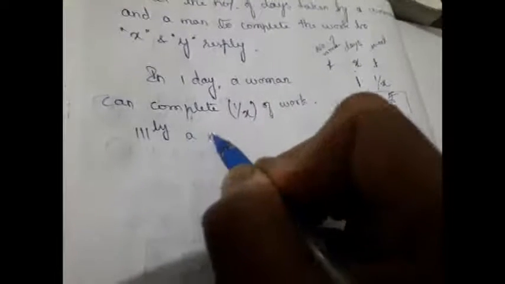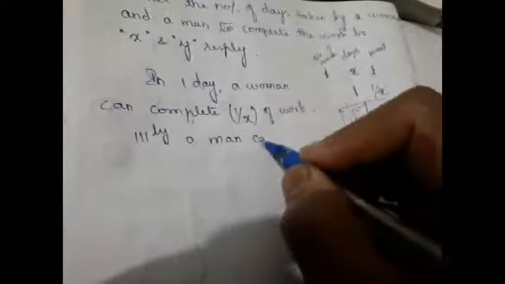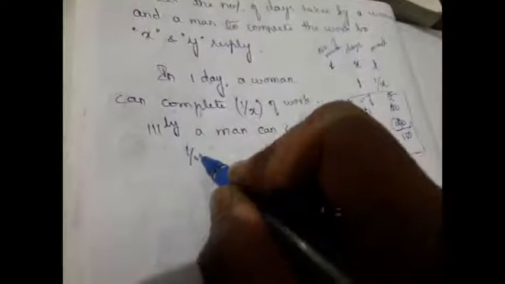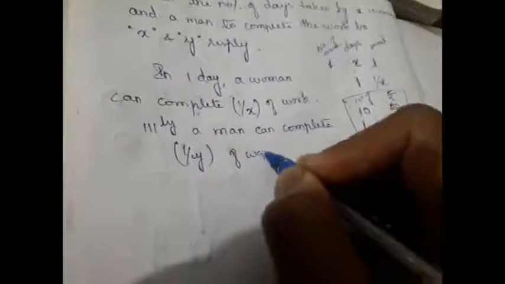Similarly, a man can complete 1 by y of work. Now using this, let us frame our equation. What is our question? 2 women and 5 men can together finish an embroidery work in 4 days, right? In 4 days they are completing the entire task. So our entire task is 1.